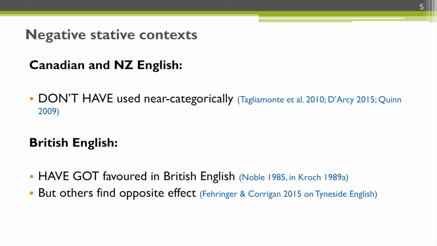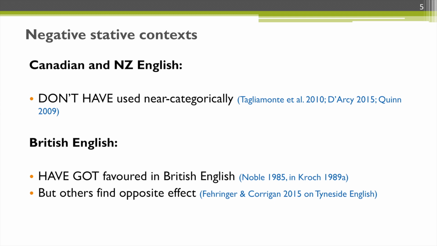And so if we focus in on the negative stative context, okay, so negation of have and have got, what we know is that in Canadian and New Zealand English, don't have is used near categorically. So in both Canadian and New Zealand English, we can say that have is a lexical verb, we have to use do support. Whereas in British English, there's some sort of conflicting claims.